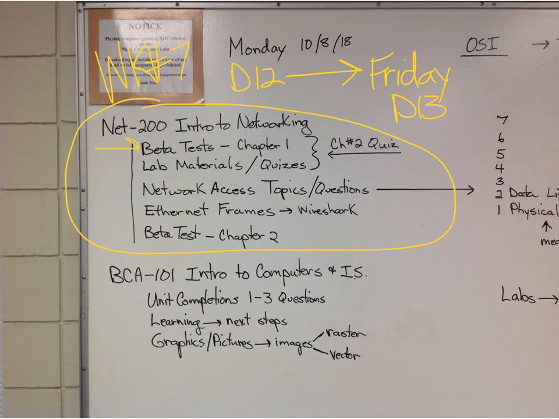We're working on the beta test from Chapter 1, lab materials, quizzes. Whoops, here we go. Network access, 2 layers. We talk about Ethernet frames, Wireshark. Beta test Chapter 2.